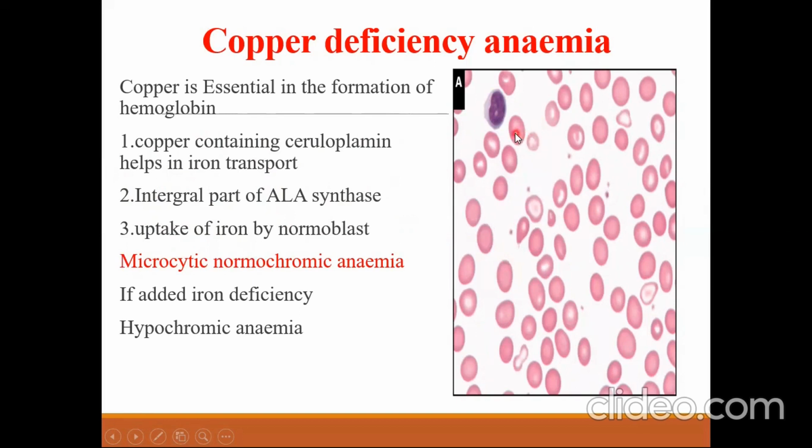The size of the RBC is reduced. It has to be compared with the small lymphocytes. So the size of the RBC is 7 microns and the small lymphocyte is also 7 microns. So it is microcytic normochromic anemia in case of copper deficiency. If there is added iron deficiency, microcytic hypochromic anemia will be developed.